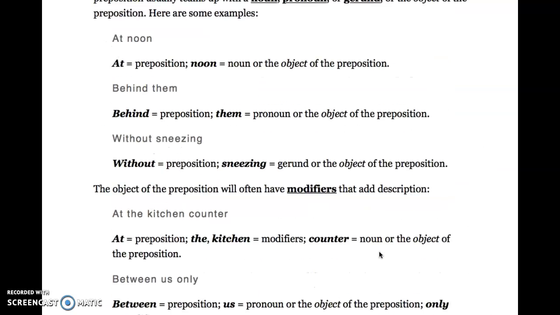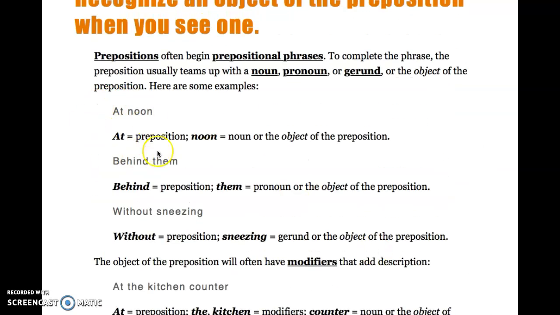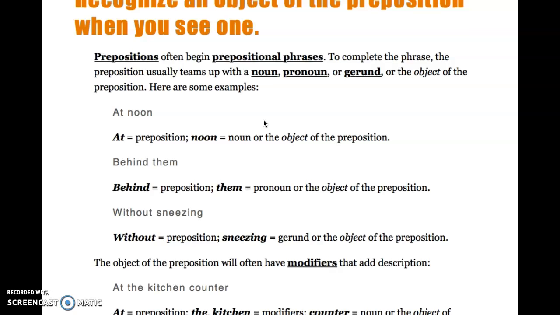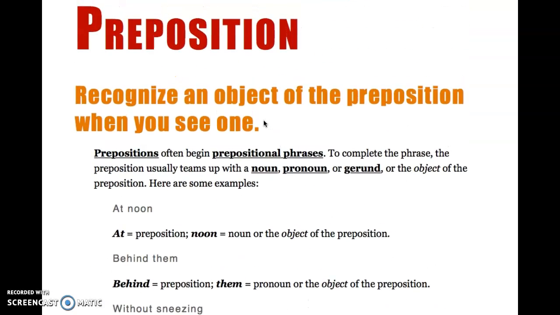So basically on your IXL skill today, sometimes you'll be asked to identify the preposition, and sometimes you'll be asked to identify the object that it teams up with. So I would like for you to try IXL skill FF2, and your goal is to get to a score of 85 or higher.